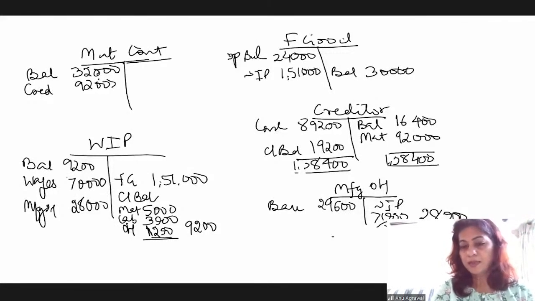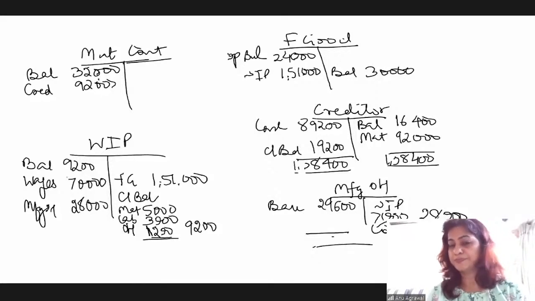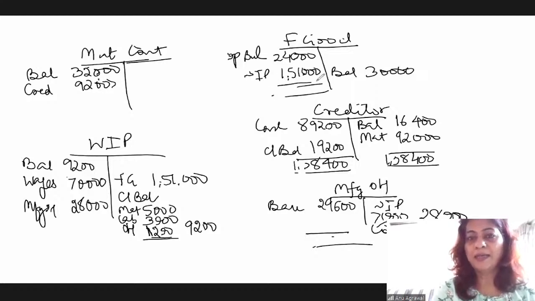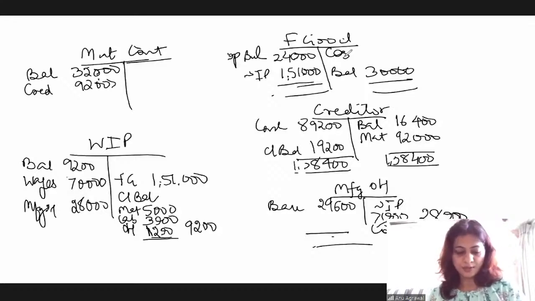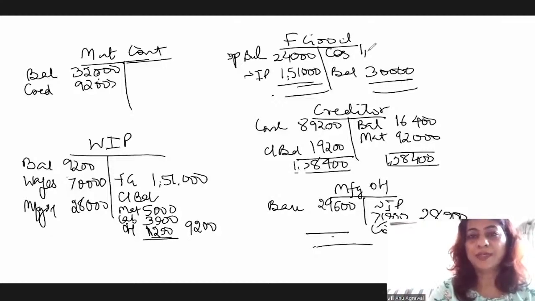Yes, I can close this and under an over absorption, I can put it into costing P&L account. Whatever, 1,600. Okay, finished good account, I can tally and I can get out with how much I have transferred to cost of sales. Yes, so let's do that. Anything which you would have missed out, ICAI has given the answer, 24,000 plus 1,51,000 minus 30,000. So that means cost of sales, 1,45,000 we should have transferred.